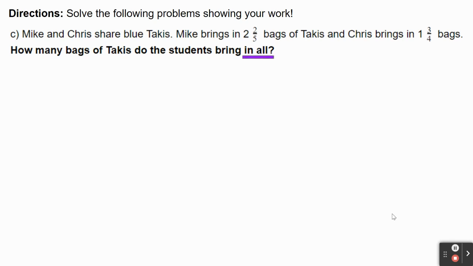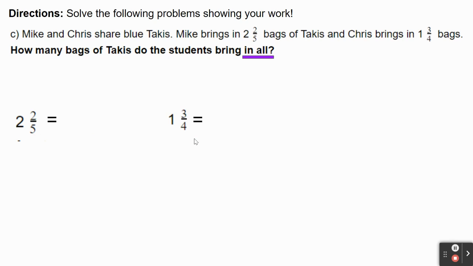So the words in all tell us that we are combining these bags of Takis to find out the total amount that friends brought in. So that means we are going to be adding the two mixed numbers together. We have 2 and 2/5 and 1 and 3/4. If we look at the denominators, we can see that they are not the same. So we need to create equivalent fractions so that the denominators are the same.